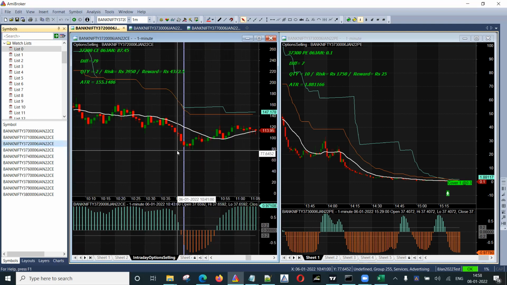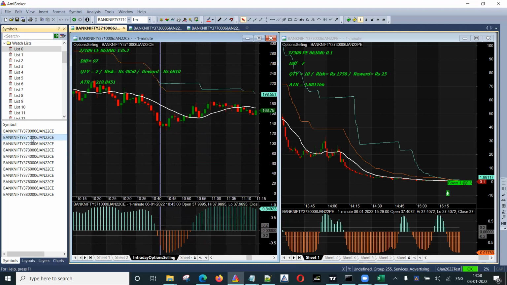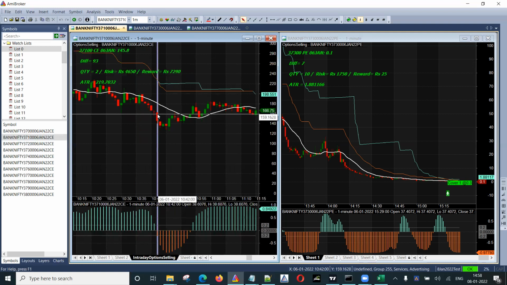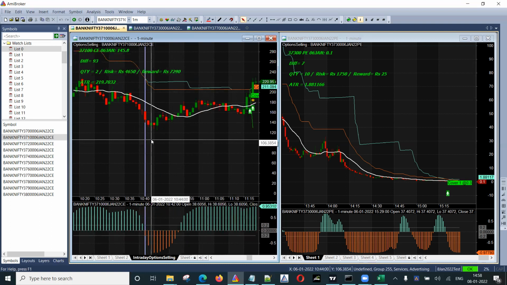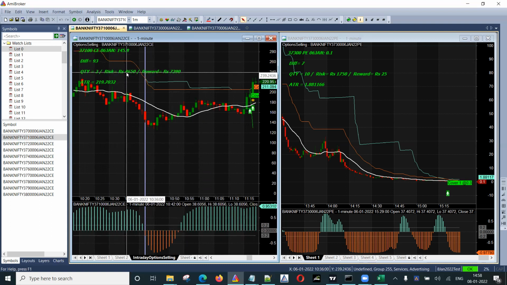Let me go to 37,200, which is at 87. Let me go to 37,100. Yep. So here, if you see, this is a strike which can be traded, right? So which is 4,600 and 7,200, right? So this is a trade that can be traded. However, the risk reward is still below 1.5.